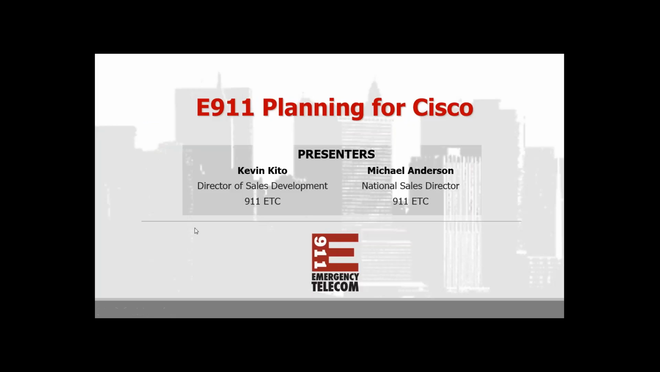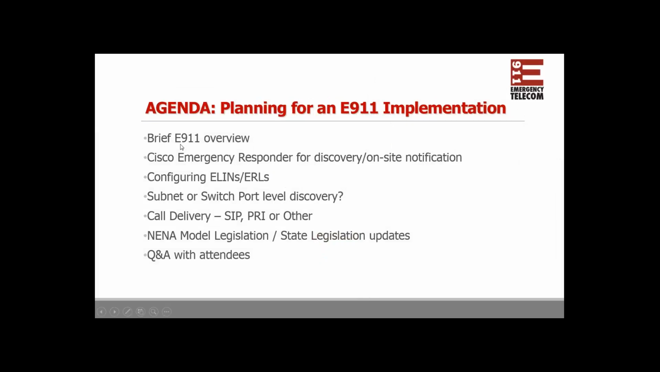I'm going to go through a brief agenda here. We're just going to talk about E911 as an overview to make sure everybody is on the same page. We're going to talk about Cisco Emergency Responder for discovery and on-site notification, and configuring ELANs and ERLs, and then what level of discovery you are going to be doing: subnet level, switch port level, we'll get into more detail as we go along. Another really important part to consider is how you are going to be delivering calls. Is it going to be SIP, PRI, or some other type of call delivery method? Finally, we're going to talk about the NENA model legislation and state legislation updates, and we'll end it with questions and answers.